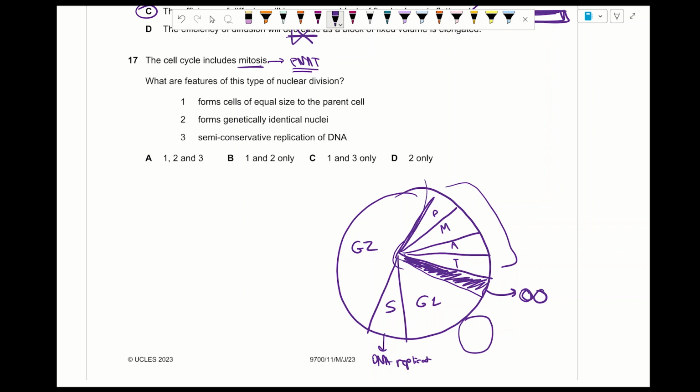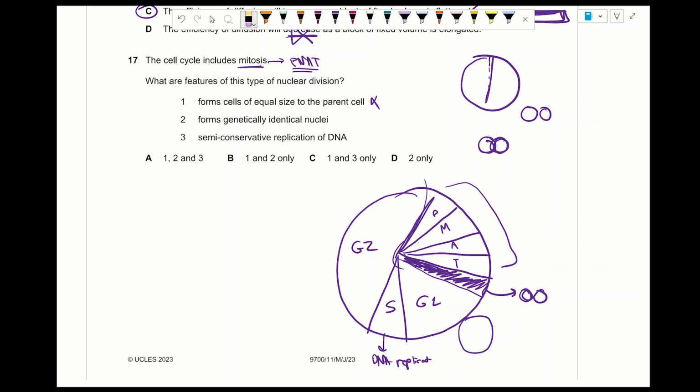Now, let's see the suggestions that we have here. 1. Form cells of equal size to the parent cell. This is incorrect because in the cytokinesis phase, the parent cell divides into two identical cells. Now, the parent cell is going to be a large cell. It splits in the telophase or cytokinesis into two smaller cells, which continue to grow in the G1 and G2 phase. Therefore, this is incorrect.